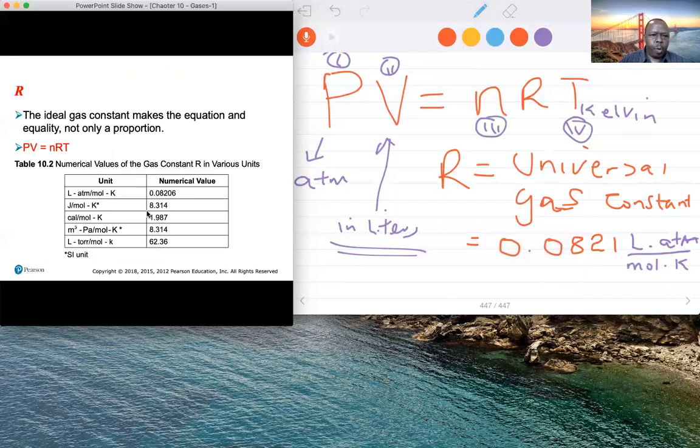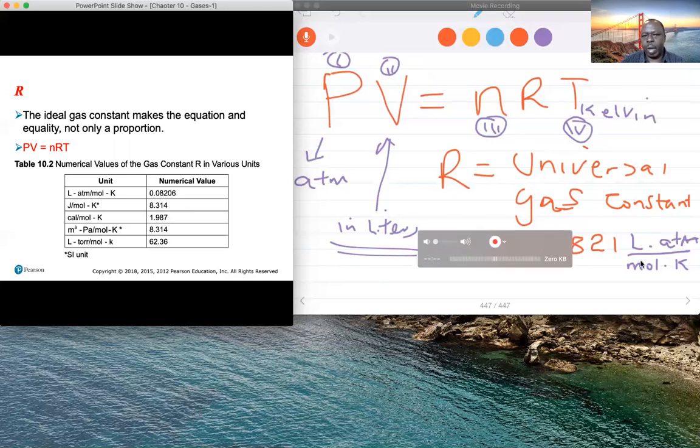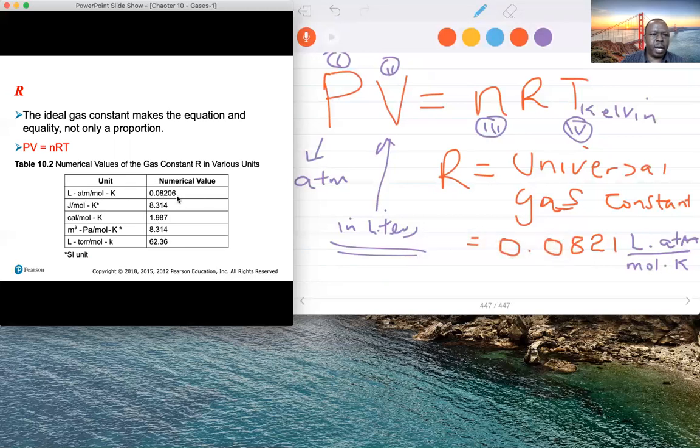There will come a time where you will use maybe joules per mole times Kelvin, whatever you're calculating energy. These other ones are not relevant to us, but what you will be using in chapter 10 is liters times atmosphere over mole times Kelvin. That's what I have on my whiteboard here. This is called the universal gas constant, which is used in the ideal gas equation. And remember always to change the volume to liters.